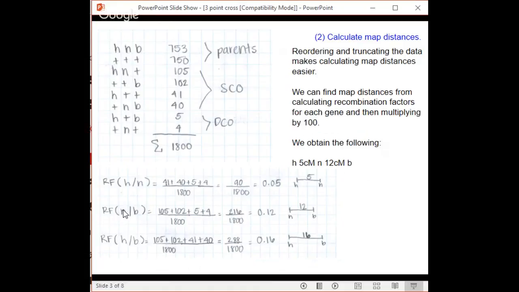We can use the same trick for N and B. Our double crossovers have to be a part of those, right? And then for the two outer genes, the figure is pretty much going to be everything but the parents and the double crossovers. So all the single crossovers are going to be in it. So we calculate all that, and we find that we have 5 centimorgans between H and N, 12 between N and B, and then 16 between H and B.